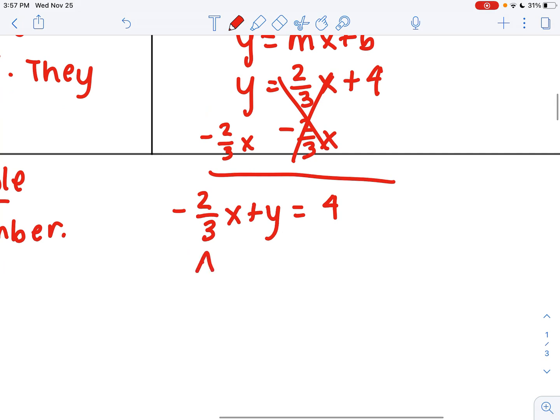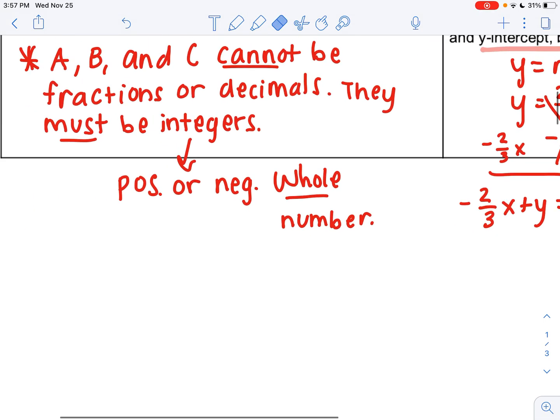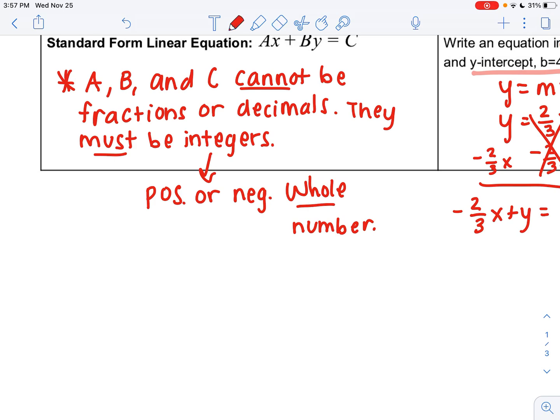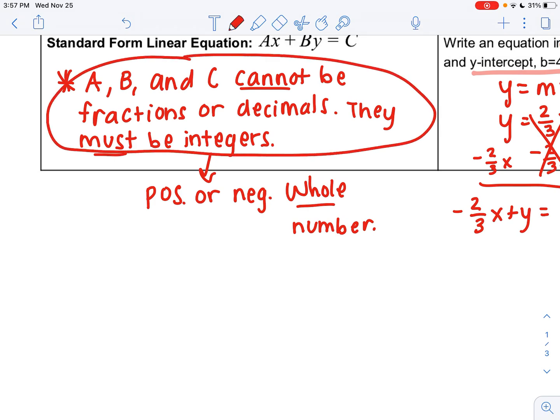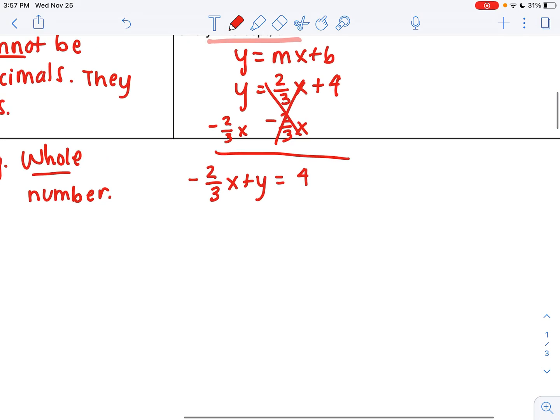Now this looks like ax plus by equals c, right? This is your term without an x or y. This is your ax term. A is -2/3, right? A is -2/3. It's next to the x. And technically your b is 1. But don't forget, remember our instructions down here. It says that a, b, and c cannot be fractions or decimals. They must be integers. So they have to be a whole number, okay? Well, I see a fraction on -2/3 right here.